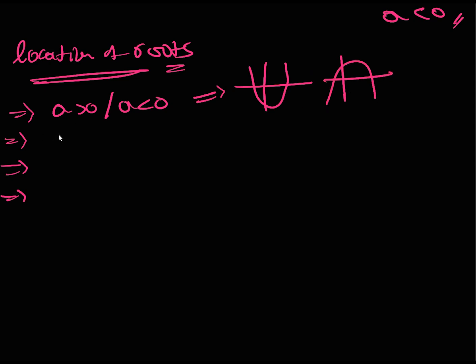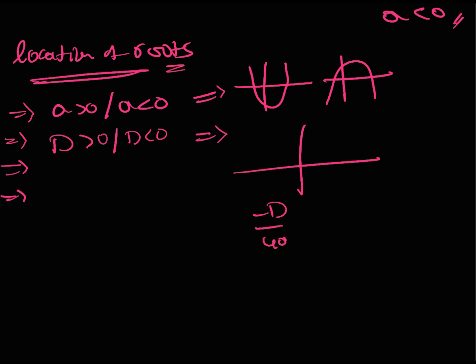Next, we have to find the discriminant value, either discriminant greater than 0 or discriminant less than 0. From this, we will get whether the roots exist or do not exist. For example, if minus D by 4a is greater than 0 and a is greater than 0, then the graph will be like this. So there will be no roots for this equation.